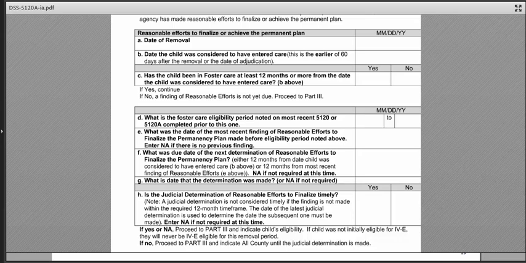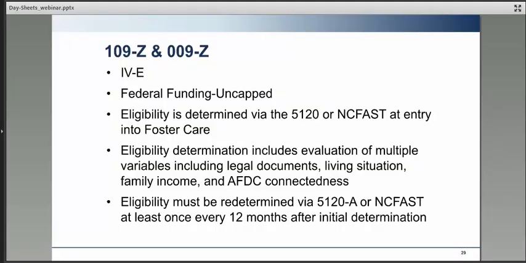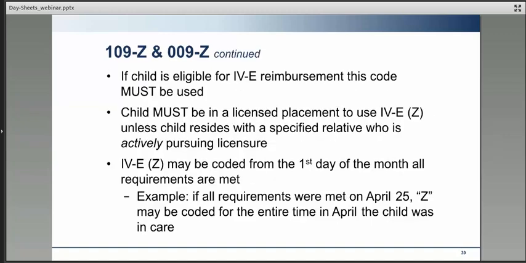And if you're in NC-FAST, while you wouldn't be using this form, the questions that NC-FAST is going to look at when you do a redetermination process are based on this form. So ultimately, you'd be documenting the same things, and NC-FAST can produce a 5120A for us for a printed version if we needed it for an audit. So we'll go back to the presentation now, but just remember that eligibility for 215, for 109 or 009Z is via the 5120 initially, and then every 12 months via the 5120A or their NC-FAST counterparts.